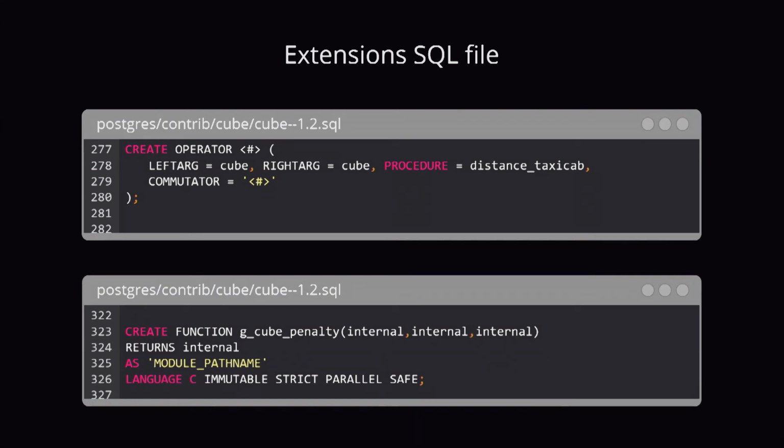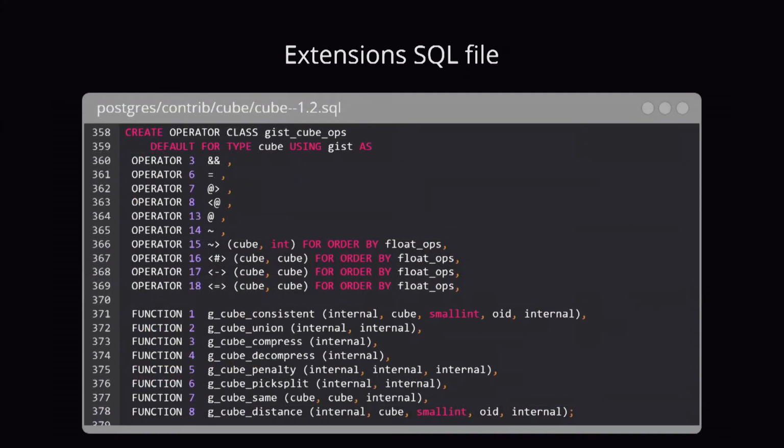Here we create a taxicab distance operator, which is responsible for calculating Manhattan distance between two cubes if they are connected with commutator smaller hash bigger, something like this. And here we have other prototype for penalty function, which was described previously.